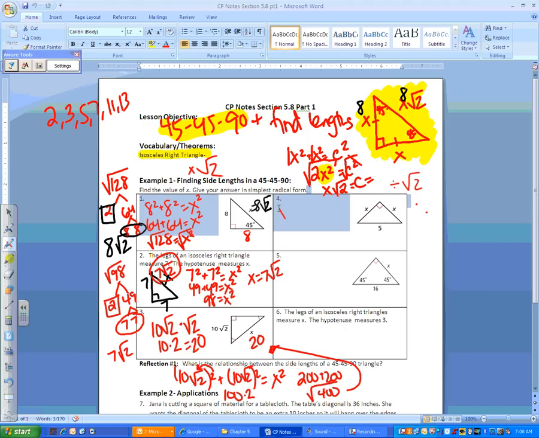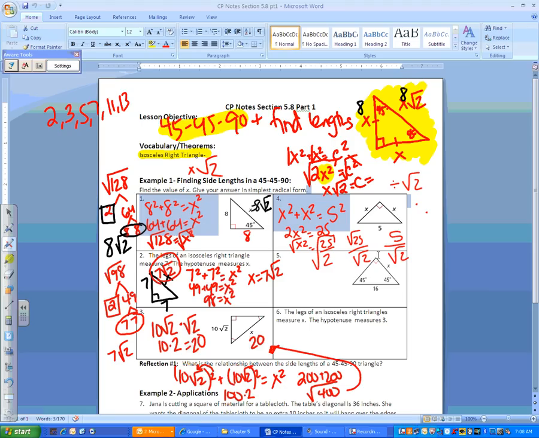So Pythagorean theorem, x squared plus x squared equals 5 squared. 1x squared plus 1x squared is 2x squared. 5 squared is 25, and then you divide by 2, and you get x squared equals 25 over 2. Just leave it as a fraction, and then when you square root it, we have the square root of 25 over the square root of 2. Well, the square root of 25 is 5, and then we have it over radical 2.